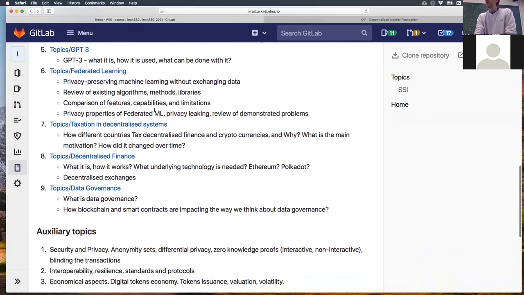GPT-3, yes, that's a hot topic. I honestly don't know much about it. I'm looking forward to the lecture, so someone can tell me more about it. I know it's a very impactful technology. The idea is that you can train a very big, robust natural language processing model to be a very good AI, such that it can generate text which is indistinguishable from text generated by humans, right?